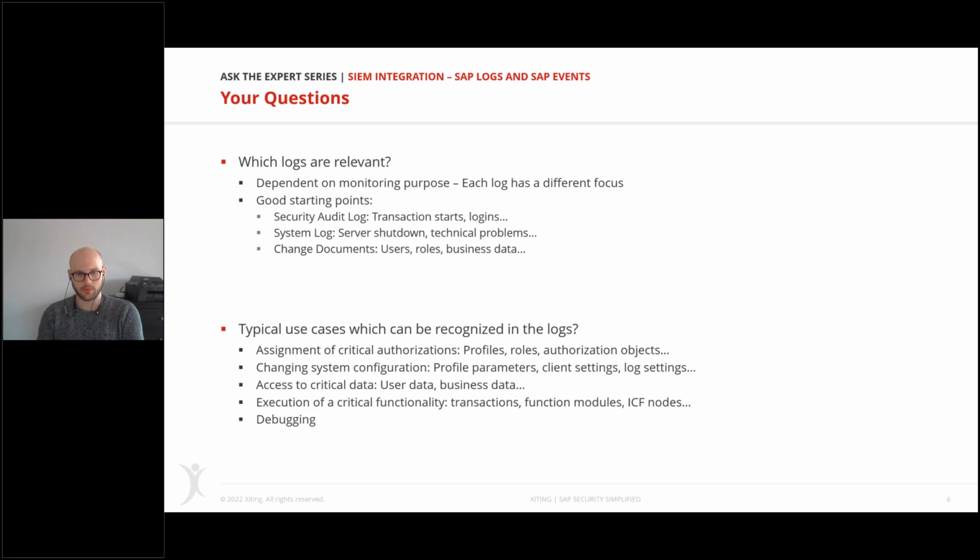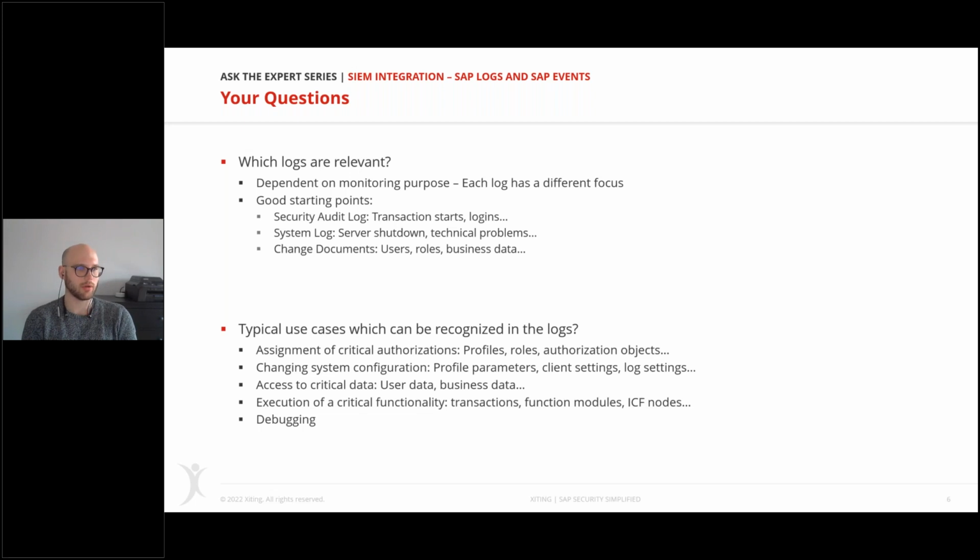If you have a more technical focus, are your servers running properly? Are there any problems with them? Is a server shutting down outside of a maintenance window or anything like that? Then you should have a look at the system log, because everything you may need is in there. So this is maybe another way to go.